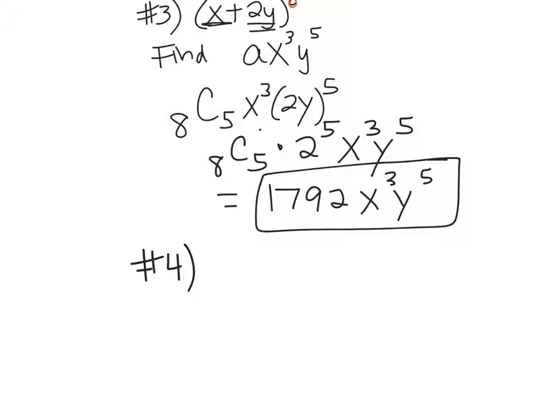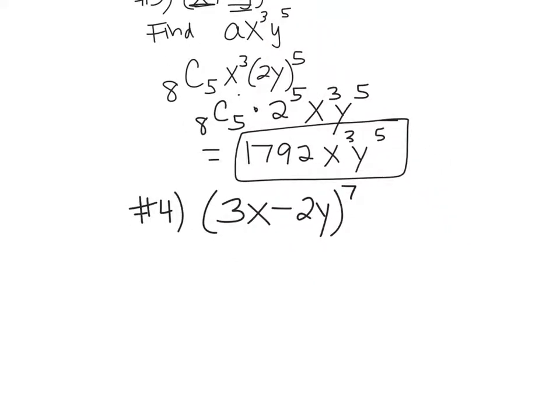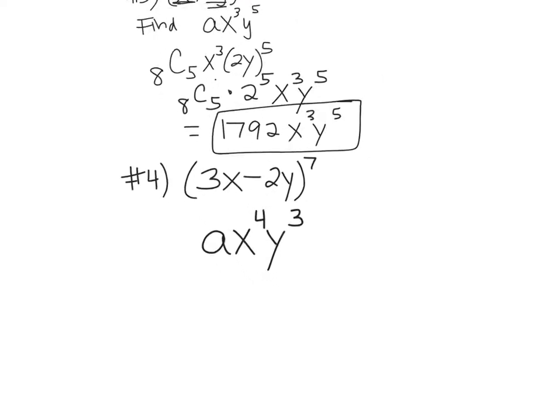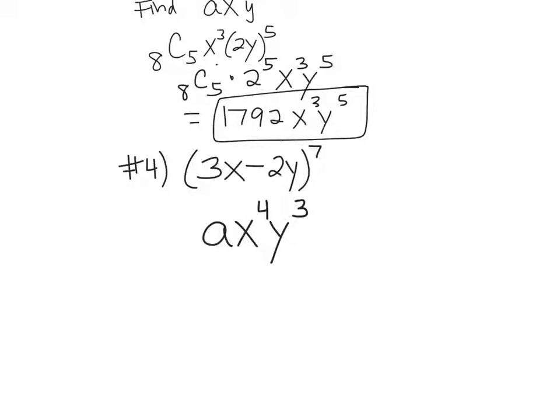Okay, let's try another one. How about this one? 3x minus 2y to the 7th power, and I want to find an x to the 4th y cubed term. If I were to expand this whole thing, somewhere down the line, there's going to be an ax to the 4th y cubed term. It's actually going to be the 4th term.